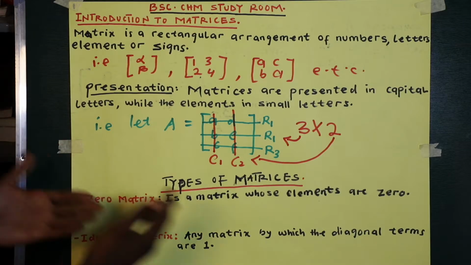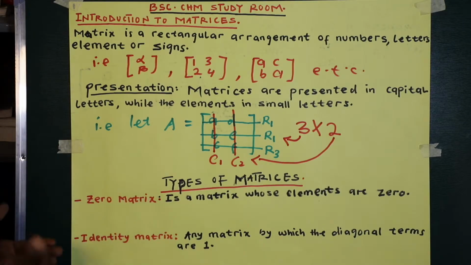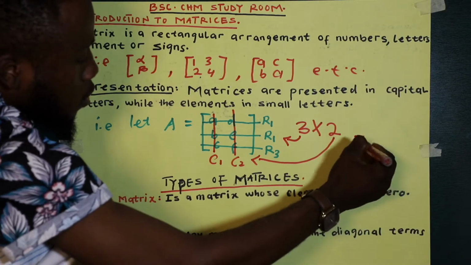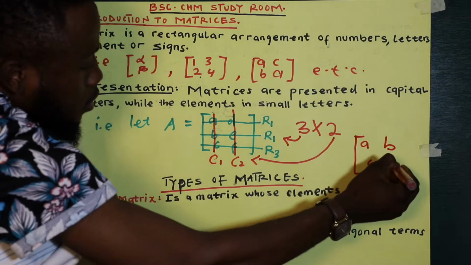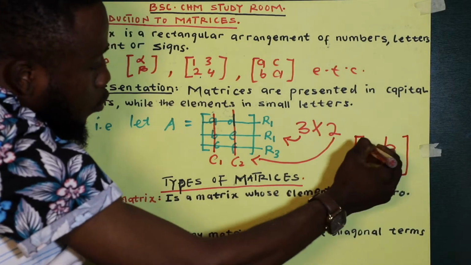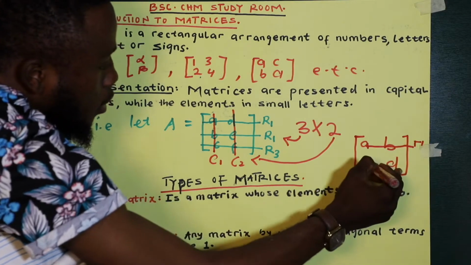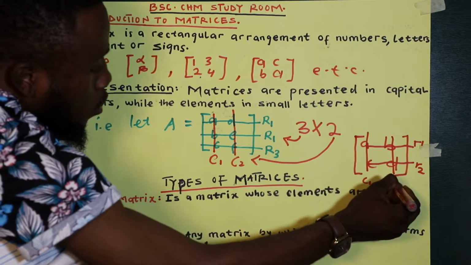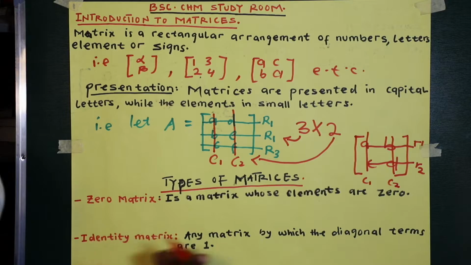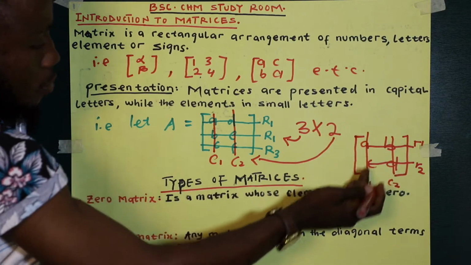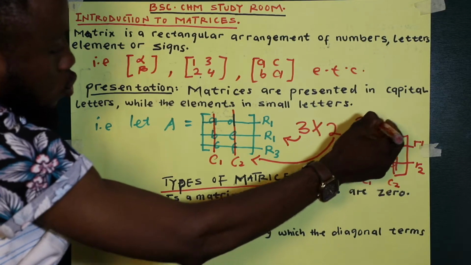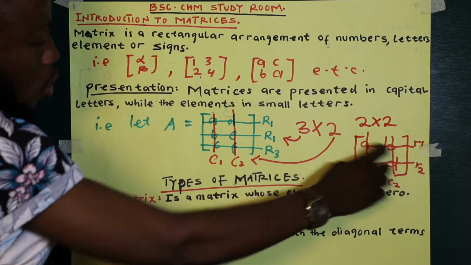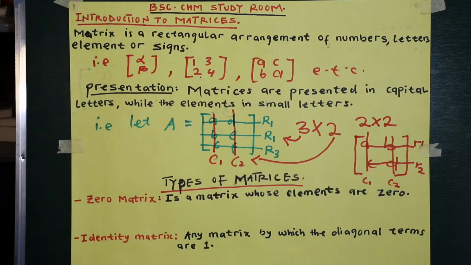So we have different orders of matrix. We have a 2 by 2 matrix. For example, a, b, c, d. We have row 1, row 2, column 1, column 2. The order of this matrix can be written as 2 by 2, since it has 2 rows and 2 columns.